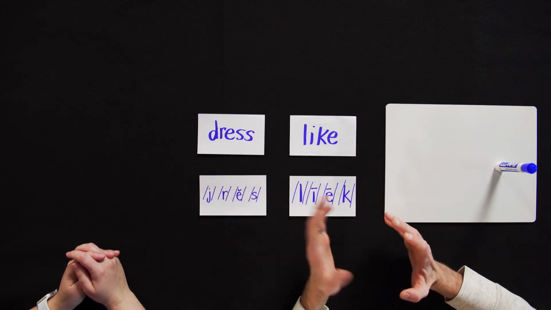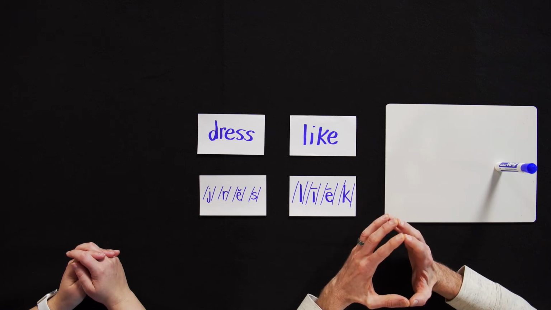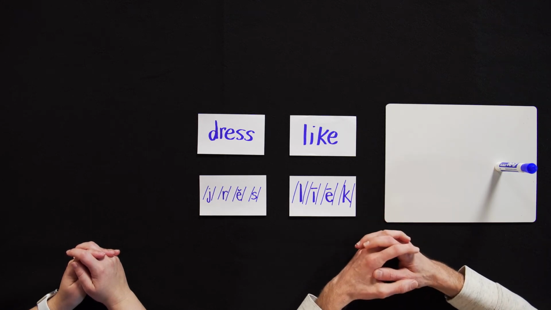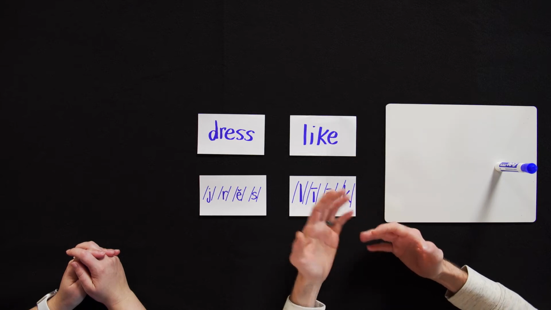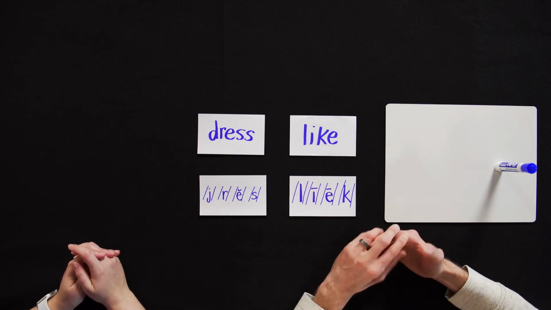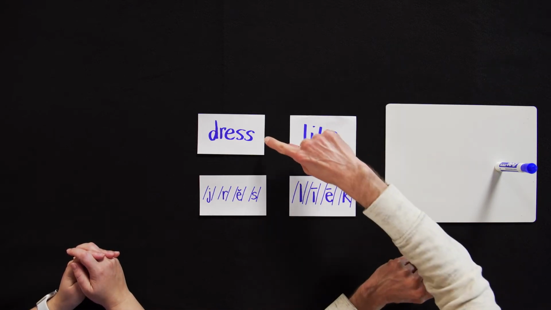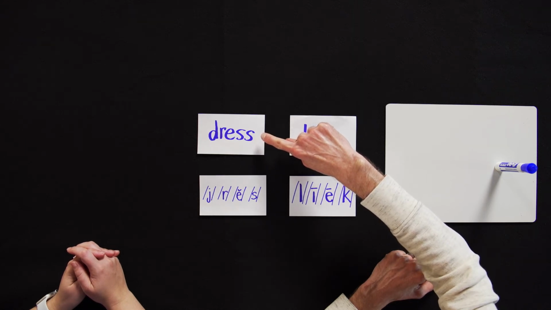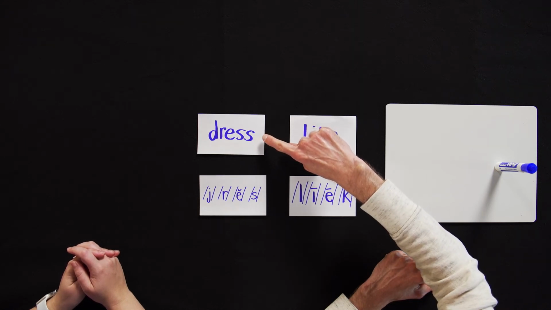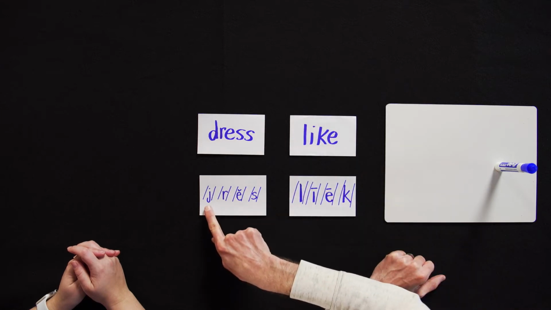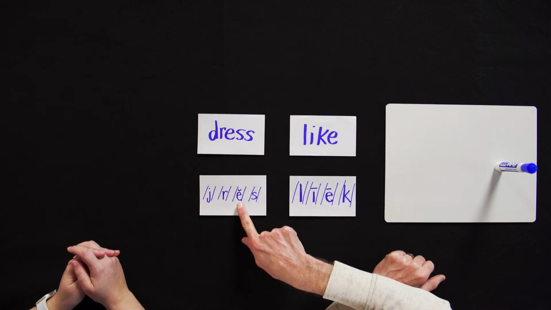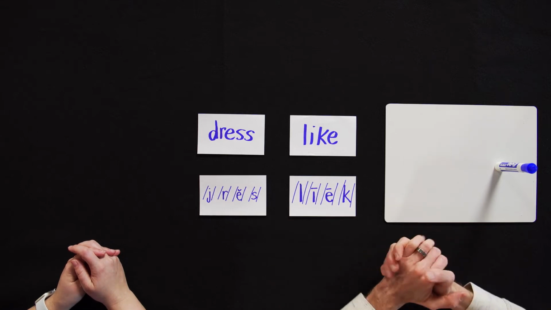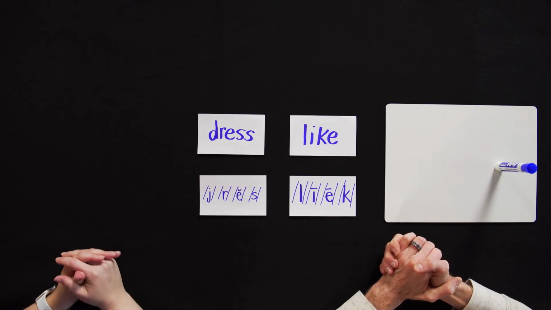So I'm going to ask you to look at each response, and instead of thinking about why it's wrong, I want you to think about what makes it logical or expected. All right? So here's the first one. The kid was told the word dress and asked to say all the phonemes that they hear in that word. And here's what they came up with. J, R, E, S.